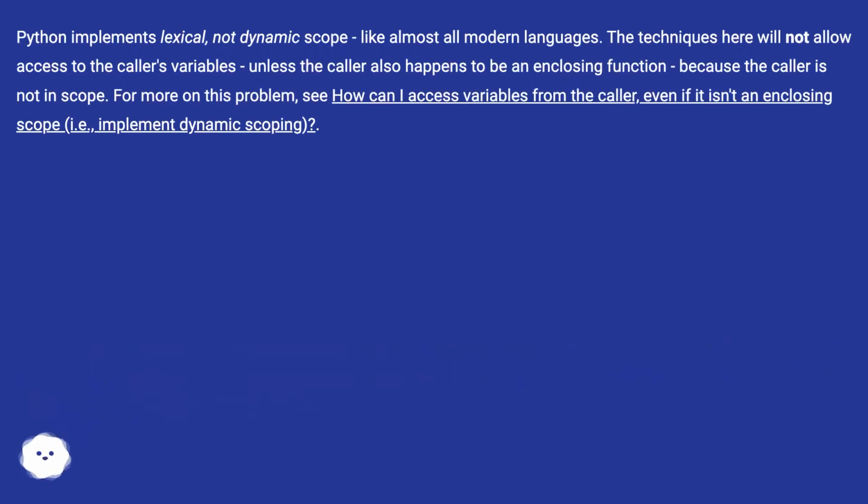Python implements lexical, not dynamic scope, like almost all modern languages. The techniques here will not allow access to the caller's variables unless the caller also happens to be an enclosing function, because the caller is not in scope. For more on this problem, see: how can I access variables from the caller even if it isn't an enclosing scope, i.e. implement dynamic scoping?